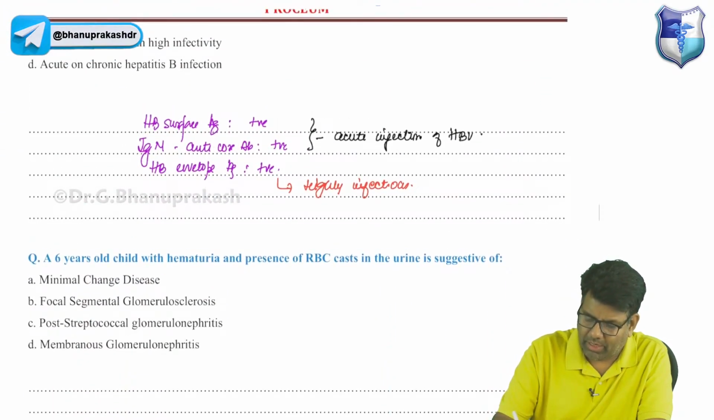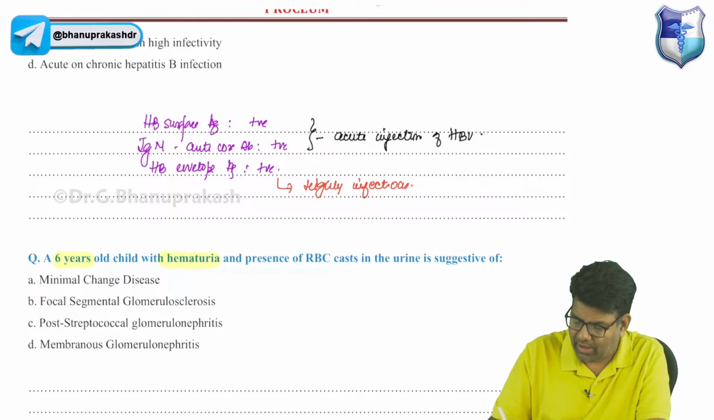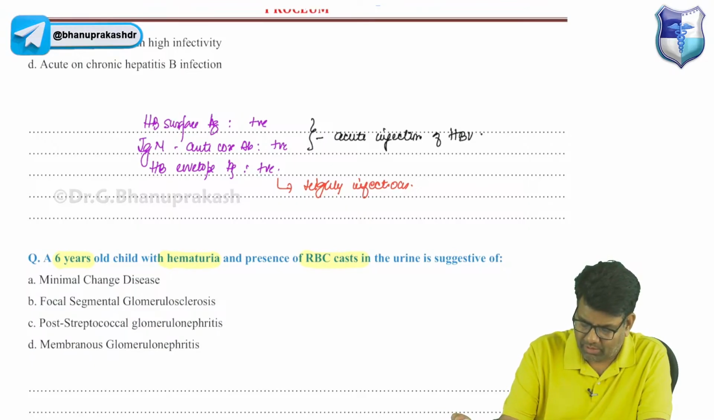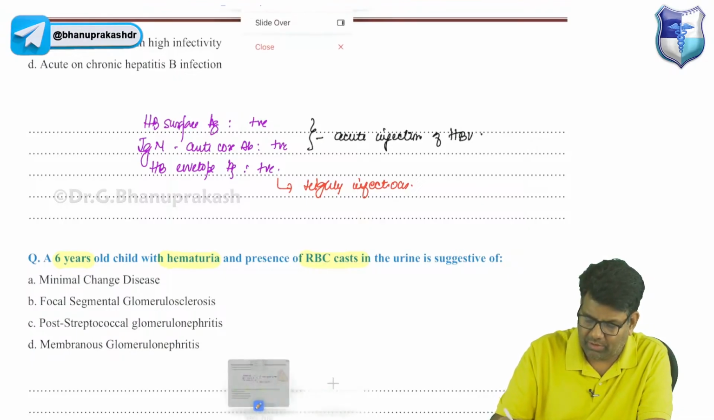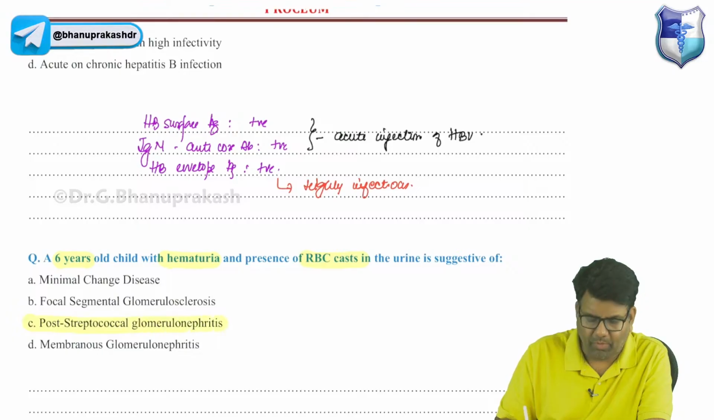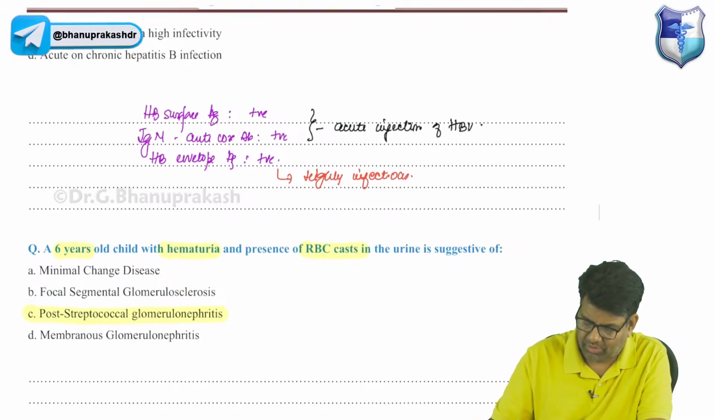Here, next question. A few-years-old child with hematuria and RBC casts in urine. Basic. The answer would be PSGN, since hematuria and RBC casts. This is nephritic syndrome. PSGN. Very good. Nephritic syndrome.